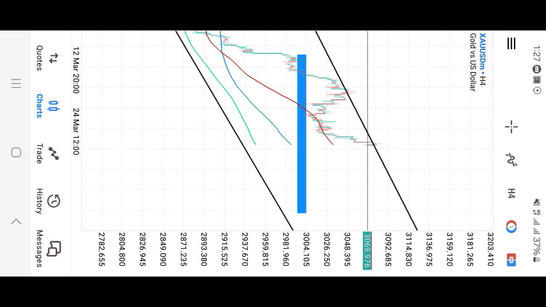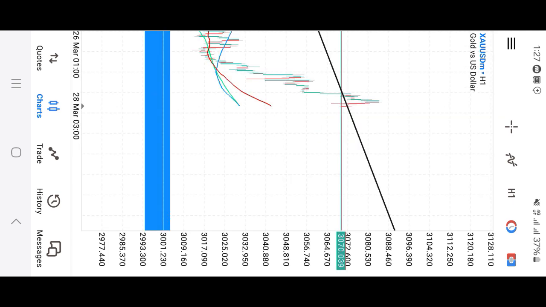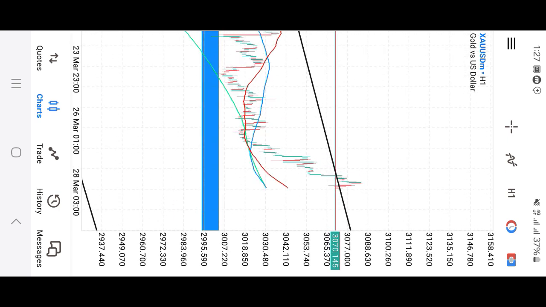So the blue rectangle is a possible rejection area. If the price came to this area, it should go up in 1 hour. Not seeing anything, only rally.